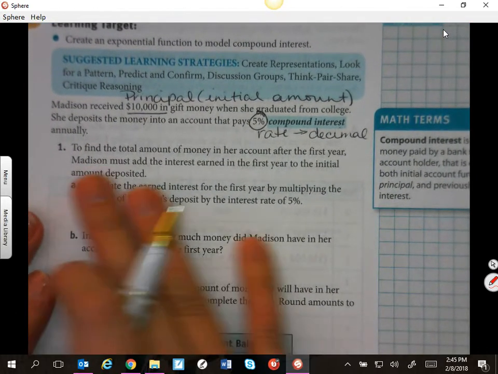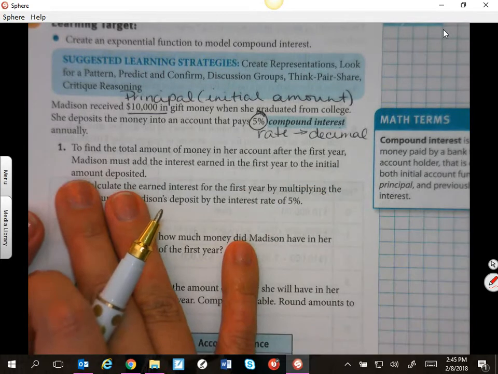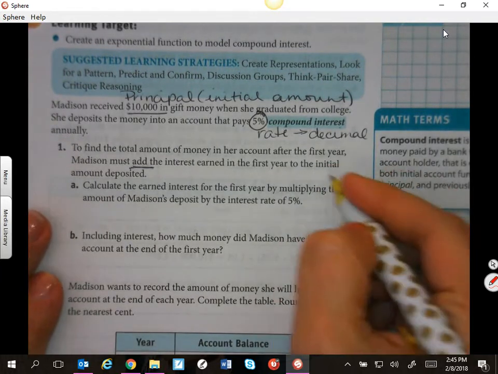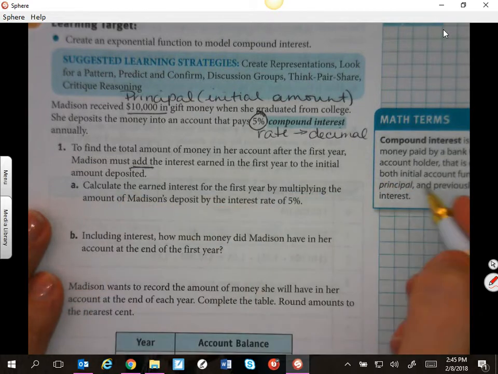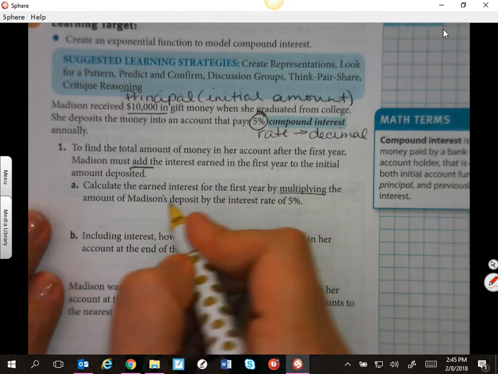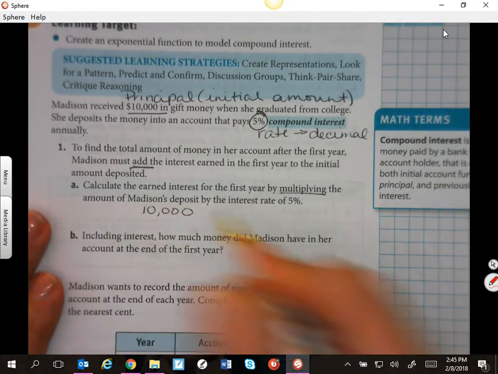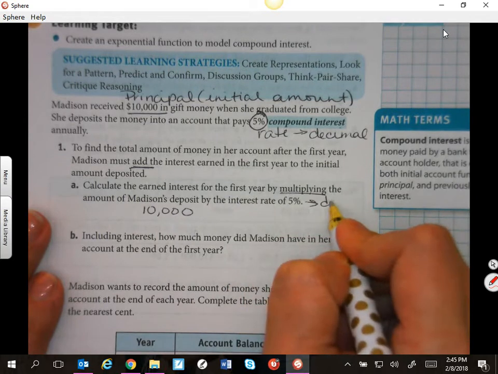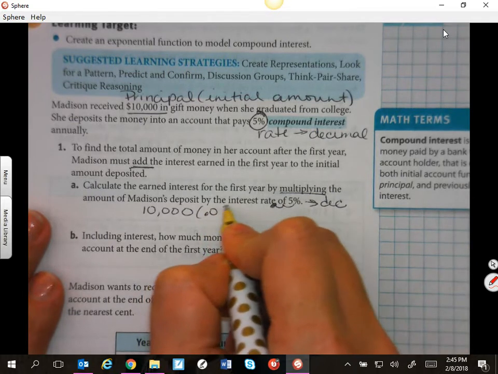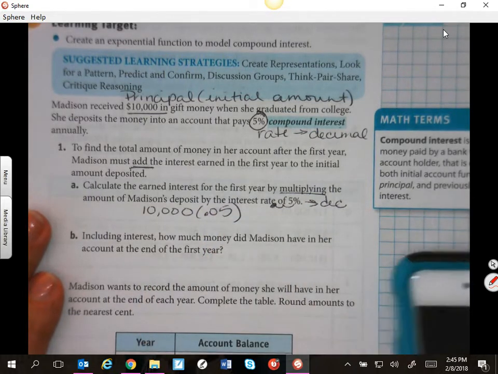To find the total amount of money in her account after the first year, she must add the interest earned. The interest earned is the good thing. It's when you keep money in the bank and they pay you like a bonus, that interest, for keeping your money there. In the first year, it's the initial deposit. Calculate the interest earned for the first year by multiplying the amount of Madison's deposit, which was $10,000, by the interest rate. And again, you're going to have to change this to a decimal. We learned that in 6th grade, so times 0.05.